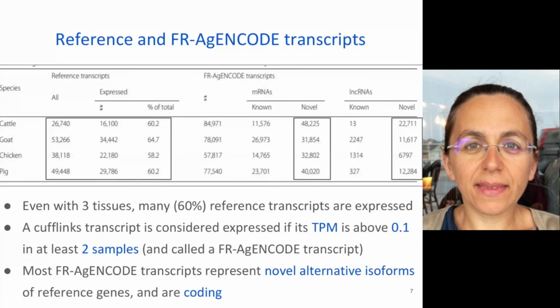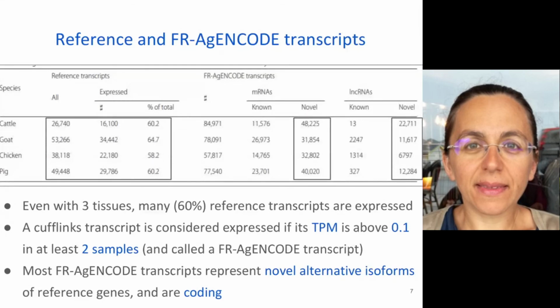And I can come back to this later if you want, but we categorized this transcript into coding and non-coding, and also we looked at their localization with respect to the reference transcript: whether they were exactly the same as an annotated transcript, or they were extending it, etc. And actually, if we look at all these summary statistics, we see that most of the FR-AgENCODE transcripts represent novel alternative isoforms of reference genes, and they are coding.